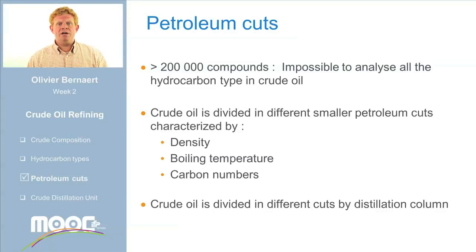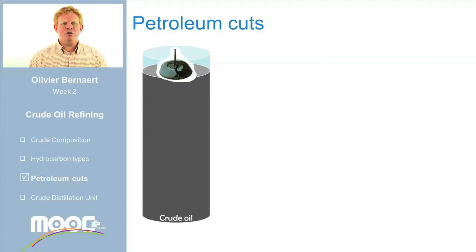The crude oil is divided into these different smaller petroleum cuts in the first unit of the refinery called the Crude Oil Distillation Unit, or CDU. At the top of the crude distillation column, we find the lightest cuts, such as gas, and at the bottom of the column, we find the heaviest cuts, such as the residue. Here, I will classify the cut we obtain at the outlet of the crude distillation column.